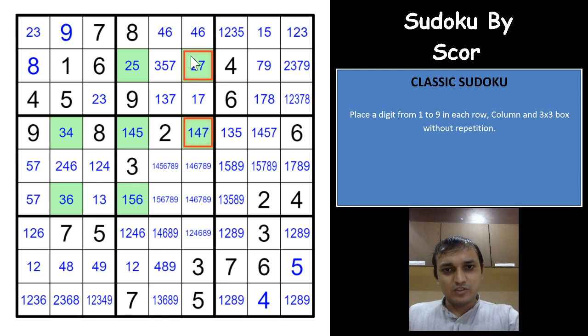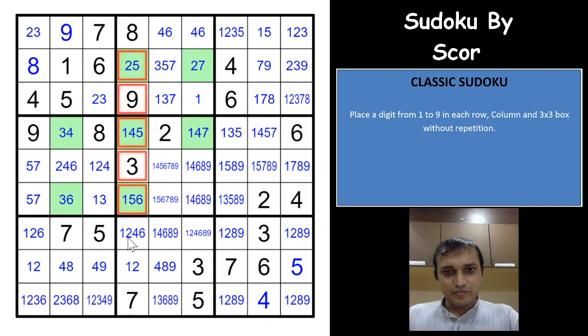7 would have to be in one of these 2 cells, so you eliminate 7 from this cell. I will just first eliminate all the possible things here. 7 gets eliminated from this cell as well. 2 gets eliminated from this cell as well, right? 7 is eliminated, 2 is eliminated.